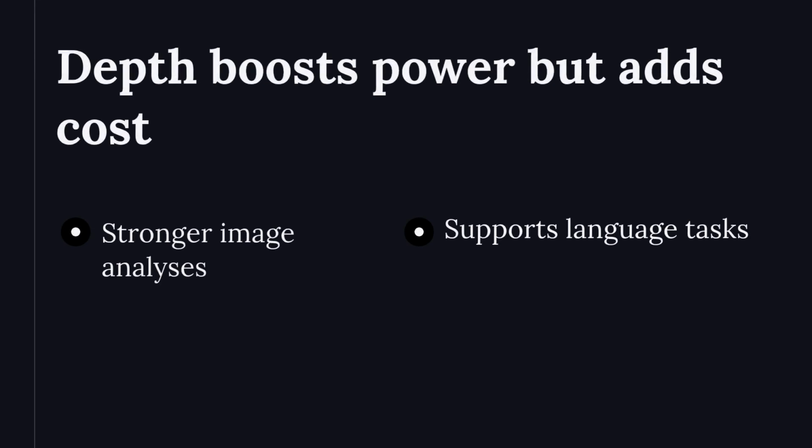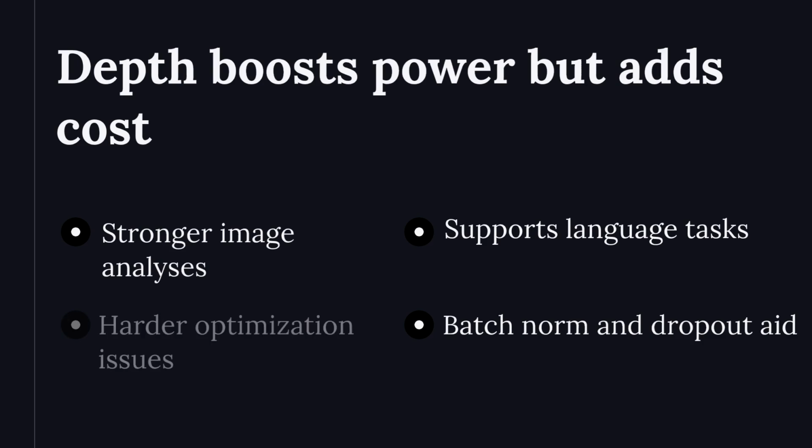Increasing depth can improve expressive power and raise performance in tasks such as image classification and natural language processing. At the same time, deeper models are harder to optimize and demand more resources and time. Solutions named here include rectified linear unit activations, batch normalization, gradient clipping, dropout, and weight decay.